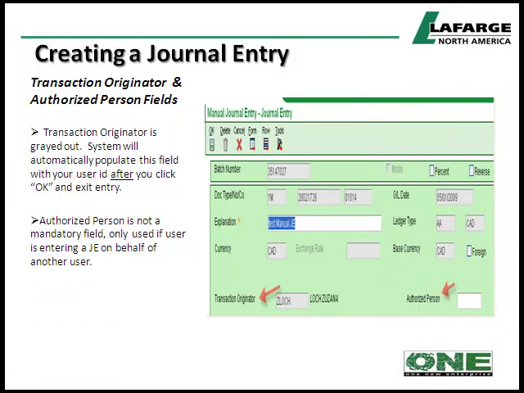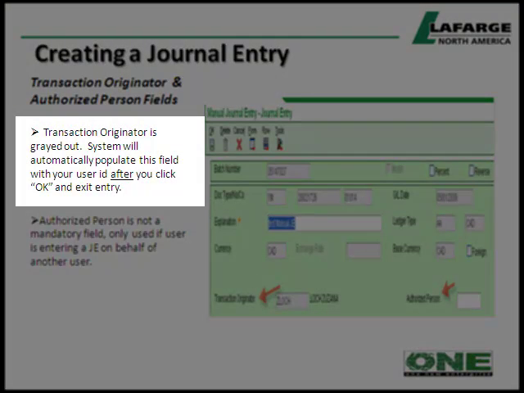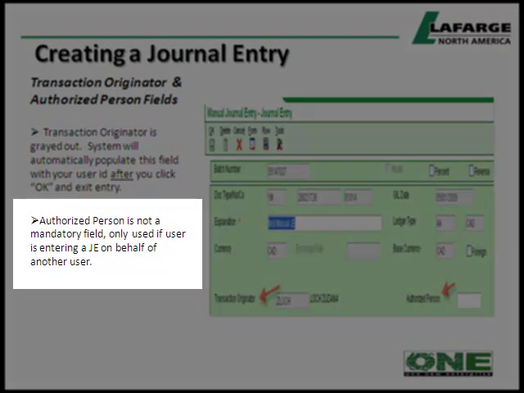You'll see that there are 2 new fields that have been added to the header section of the manual journal entry screen. The first is the transaction originator. It is grayed out. The system will automatically populate this field with your user ID after you click OK and exit the entry. The second is the authorized person field. This is not a mandatory field. It's only used if you are entering a journal entry on behalf of another user.